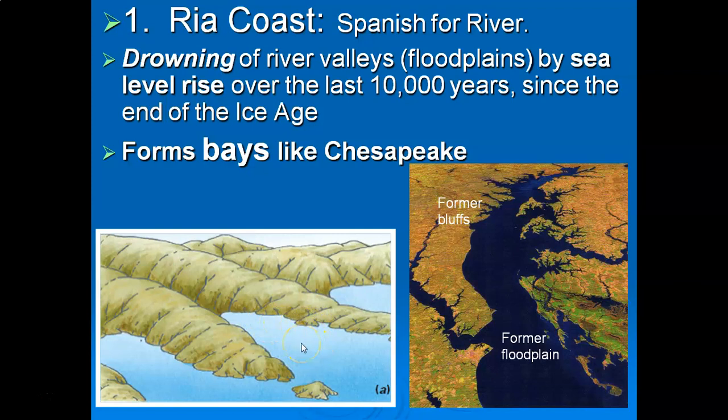Basically, any bay that you can think of on Earth is a Ria coast. So here's a beautiful example of Chesapeake Bay. This is the former floodplain of the Susquehanna River, and here are all its tributaries coming in. The floodplain was all inundated, and the tributary floodplains were all inundated, and the only thing that remains is the higher bluffs. If you think of San Francisco Bay, Tampa Bay, Mobile Bay, any bay you can think of is the drowning of a river floodplain, or a Ria coast. And so you wind up with an irregular and highly indented coastline.